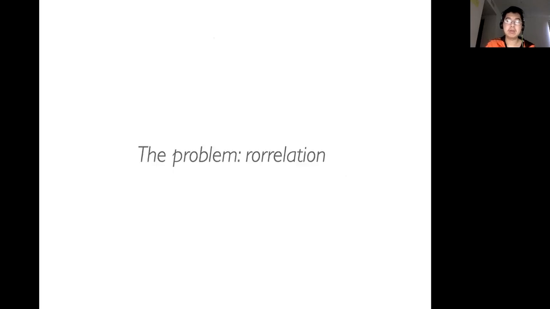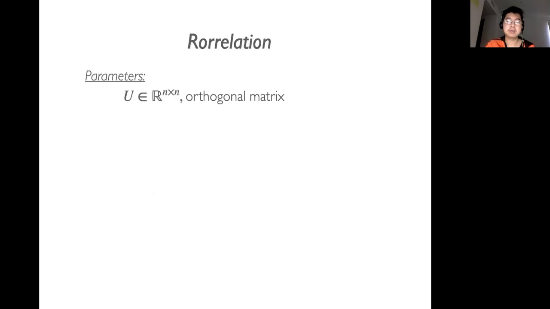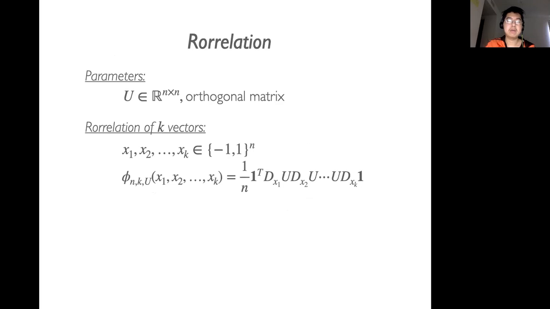Now let me introduce the problem Forrelation. Here we have an orthogonal matrix U, and we define the Forrelation of k vectors as follows. Take the all-ones row vector times the diagonal matrix whose diagonal is the vector x1, times U, times the diagonal matrix of x2, times U, and so on up to the diagonal matrix of xk, times the all-ones column vector. Then normalize this quantity by dividing by n. This gives us a number whose absolute value is bounded by 1.